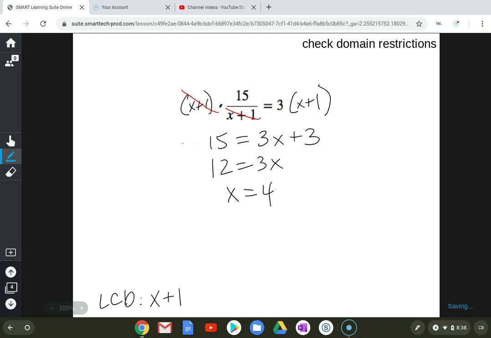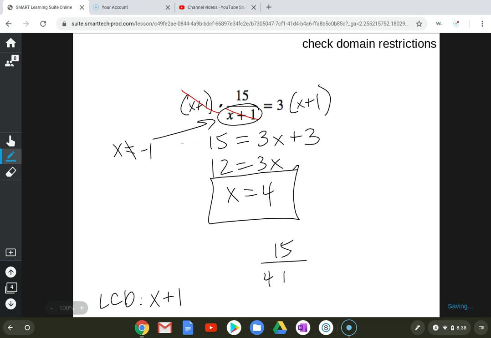Now, if I look at my original problem, the domain restriction was x cannot equal negative 1. That's okay. My answer is not negative 1, so I'm good. x equals 4, and I'm fine. By the way, if you ever want to check your answer, what do you do? Put the 4 in for x and see if you have a true statement, right? 15 divided by 5 equals 3. Yes, it does. So the nice thing about solving equations is you can always check your answer.